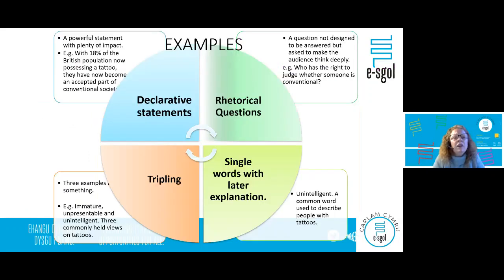Okay, so how are you going to start a piece of writing? How are you going to write your intro? Here are 4 ways that you can start a piece of exposition writing. You can start with a declarative statement. You can start with a rhetorical question. You can start with a single word and an explanation. You can start with tripling. So each of those now, you've got an example of them with a definition of what they are.